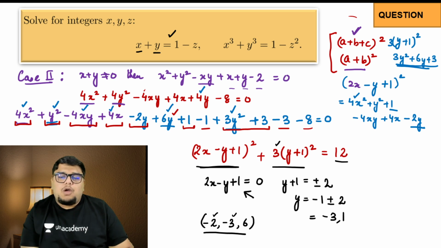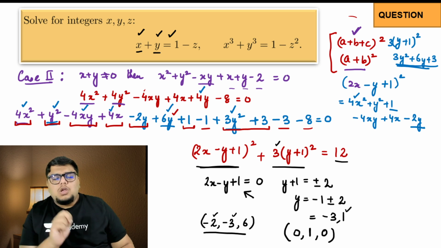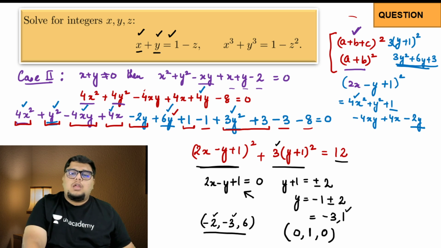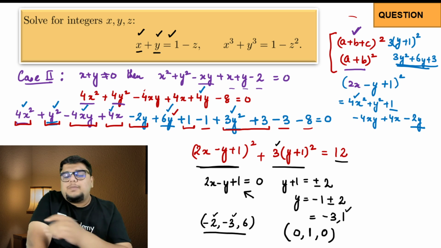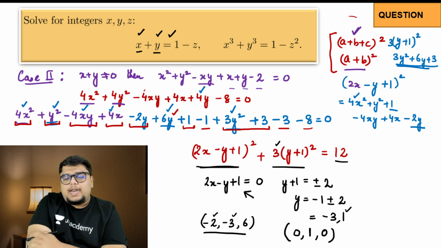Okay. Now the next would be, I can put the value of y as 1. When I put the value of y as 1, minus 1 plus 1 is 0, x comes out to be 0. So x is 0, y is 1, put the values here, 0 plus 1 is equal to 1 minus z, z comes out to be 0. So I get one more solution. So I have two solutions here, and is there any other possibility?